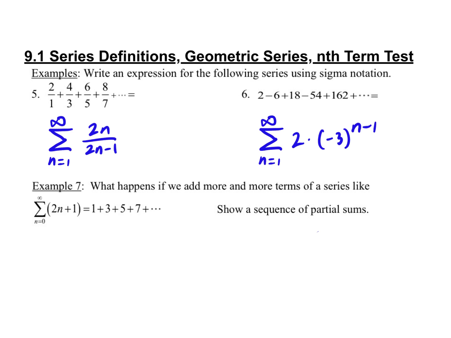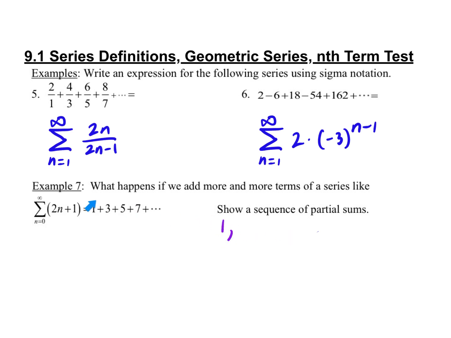What the partial sums mean is the first partial sum is the first term. The second partial sum is the first and second term added together. The third partial sum is the first, second, and third term added together. Okay? So in this case, obviously the first partial sum, when I take the first term, it's just 1.